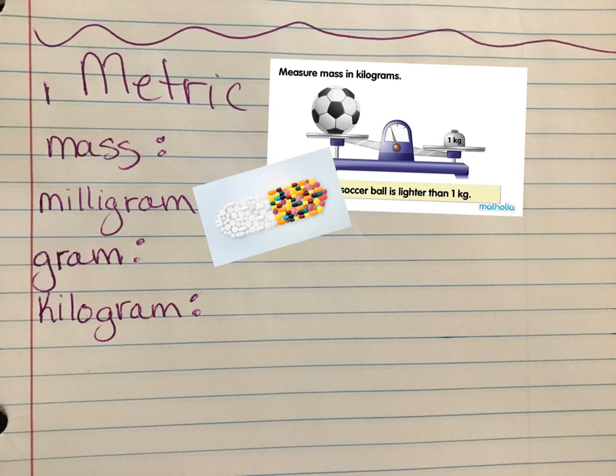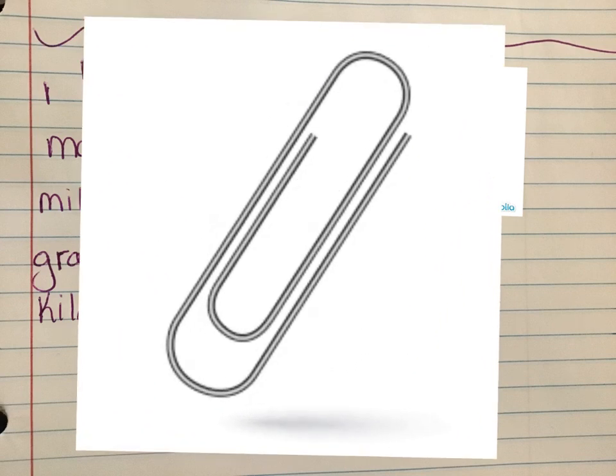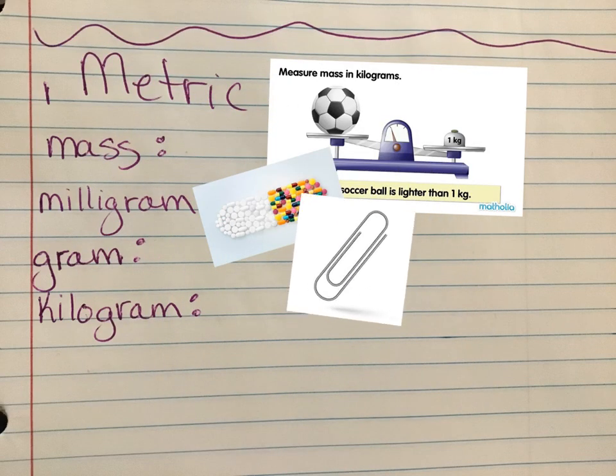I also wanted to show you, oh no, we're going to move on to grams, that's right. So here's a picture of something that is 1 gram. 1 gram is this paper clip right here. That's how light a little amount of mass 1 gram represents.